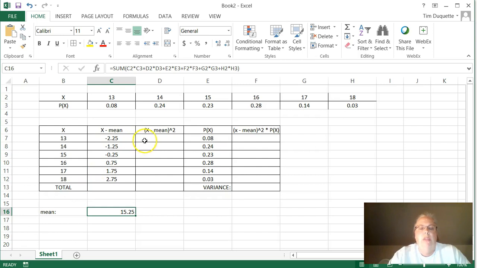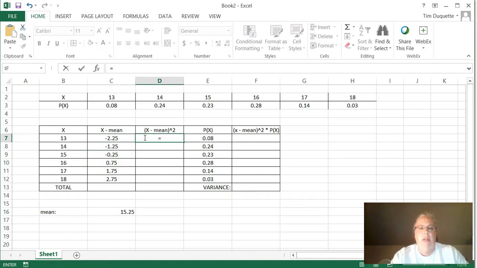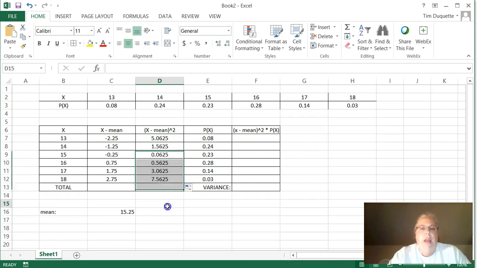Alright, the next thing I want to do is come over here in this D column, and I'm going to square everything back here from the C column. So we're looking at equals, I'm going to take cell C7, and I am going to raise it to the second power, and that's going to give me 5.0625, and then I'm going to grab the corner here to copy this formula on all the rest of them, and now I have all of the squares of this column over here.